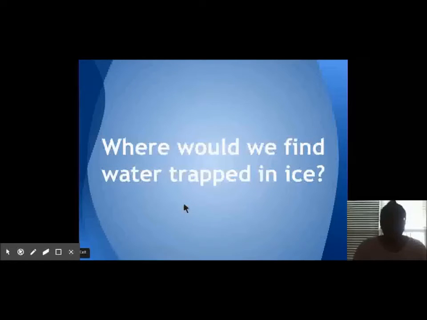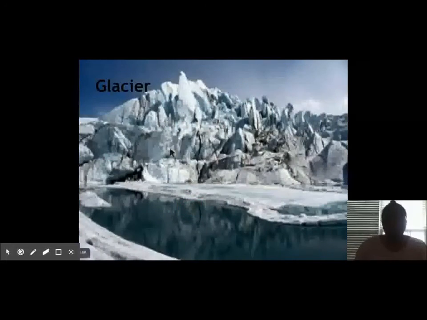All right. So where could we find more water trapped in ice? We have to think about the different areas that we look at. Okay. So a glacier. They're large masses of ice that move slowly over land. So whenever you think of a glacier, we have to think of all the icy areas. They're huge, big slabs of ice that just move over the land. So this is one area where we would find our trapped ice.